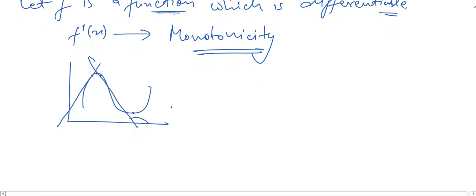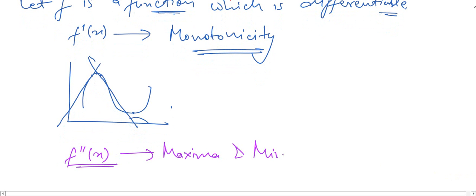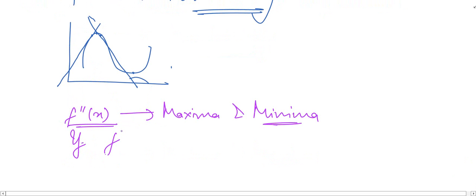But what does f double dash x tell? This tells about the maxima and minima of that point, right? So if f double dash of a, that means the second derivative of f at point a, is greater than 0, we conclude that point a is minima.